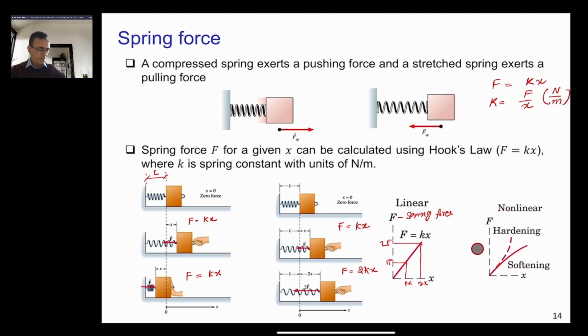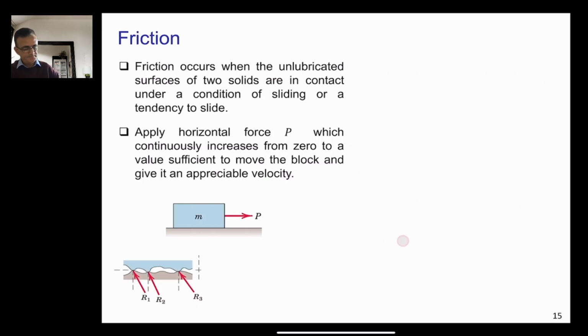But in this course, we will not be discussing this non-linear behavior of the spring. We will be just discussing the linear behavior of the spring. So we will always use this Hooke's law to calculate the spring force. Now, another important type of force is a friction force.